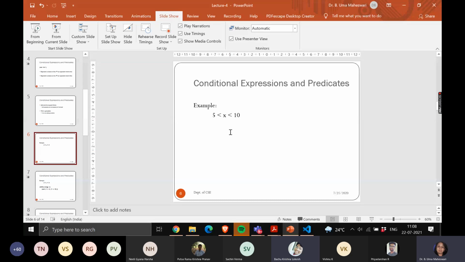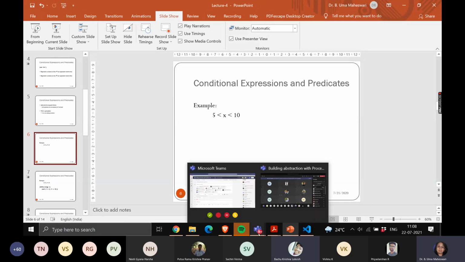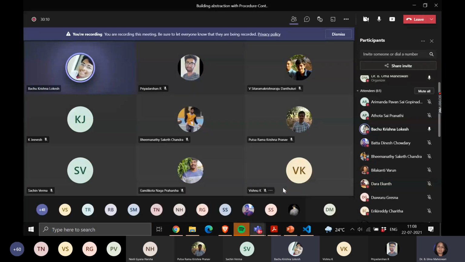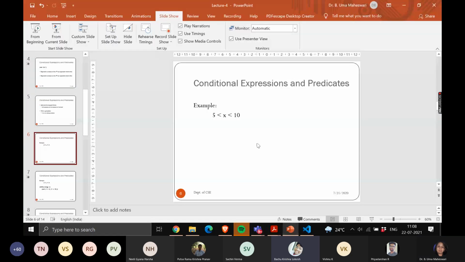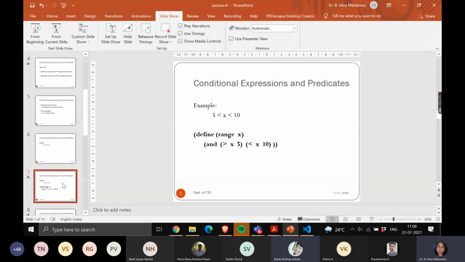Ma'am, can I tell? Yes, sure. I wrote define, and let the function name be function and the parameter be x. In the body I have kept two operations: one is less than 5 and x, and another is less than x and 10. And for these two operations, I kept and. Correct. Super, awesome answer.